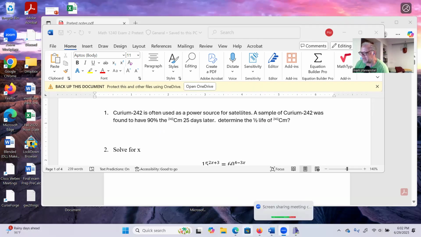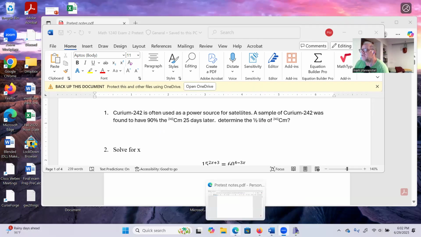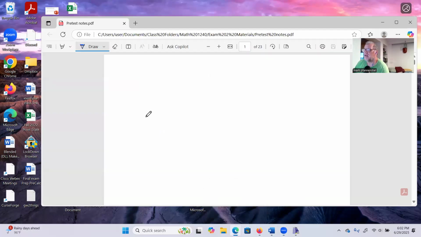Okay, so let's go ahead and take a look at what we're going to do here. So we need, what's our model that we're going to be using for this? We're going to say Q of t is equal to Q sub 0 e to the kt. And that's like a standard exponential model of what's going on here.